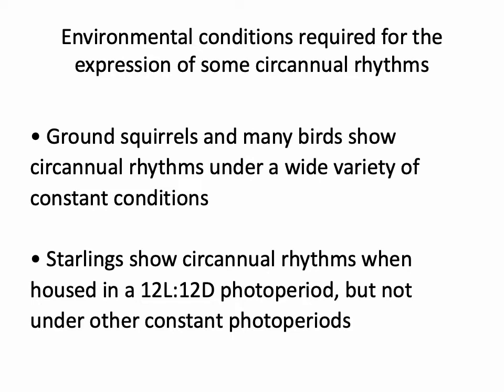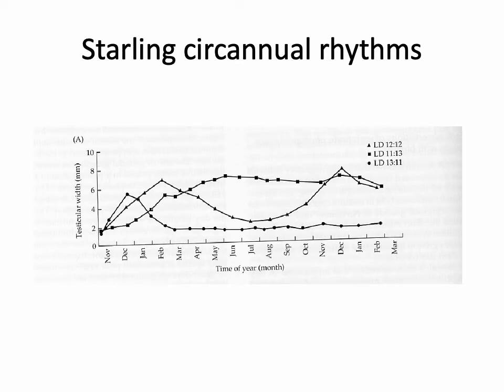One clue that was known early on was that starlings show circannual rhythms when they're housed in 12 hours of light and 12 hours of dark, but they don't show the circannual rhythm under slightly different photoperiods, slightly longer or slightly shorter light periods. So 11 hours of light versus 13 hours of dark, or 13 hours of light and 11 hours of dark. In these photo regimes, we end up with no circannual rhythm in testicular width, like you do in 12-12.